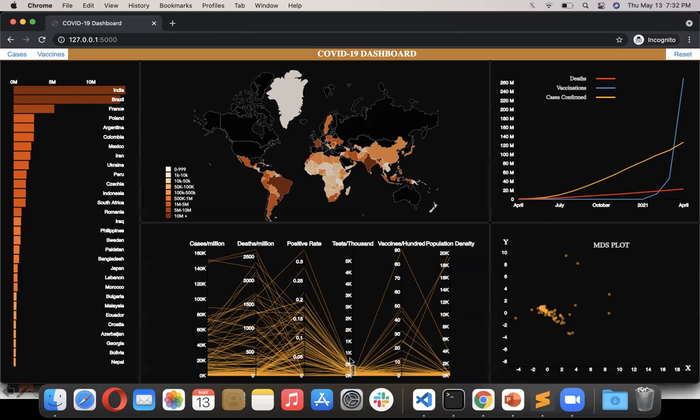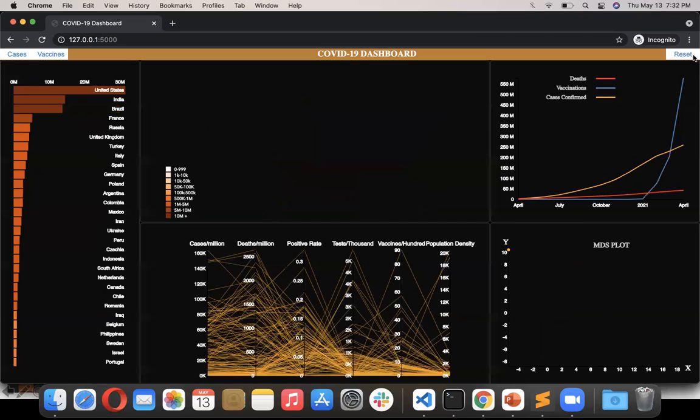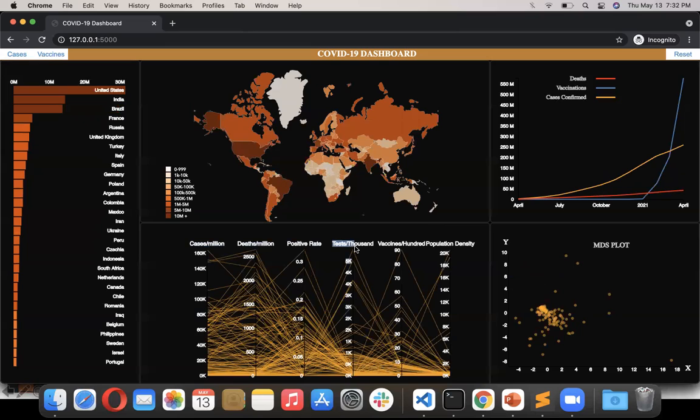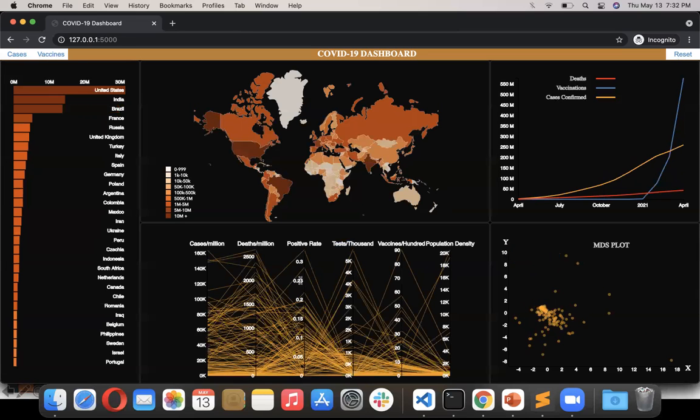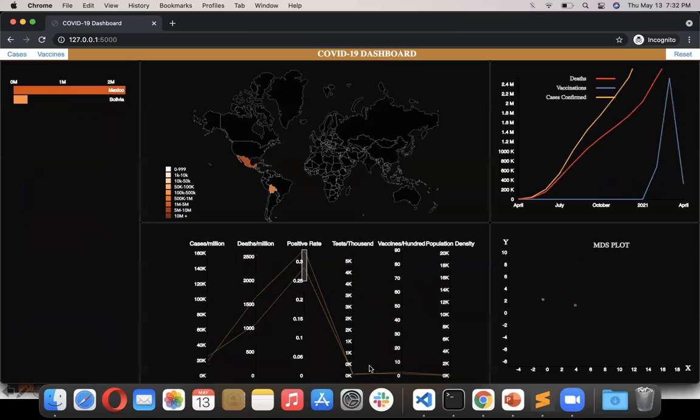And now let's compare countries, let's reset the filters. Countries with higher tests are having a very low positive ratio, and countries having a higher positivity rate are doing very few tests per thousand. Surprisingly, United States' neighbor Mexico had a very high positivity rate.